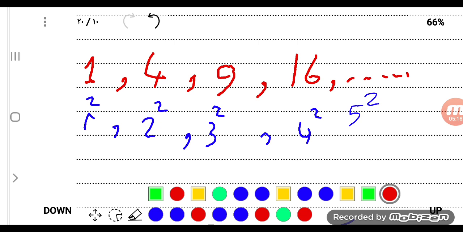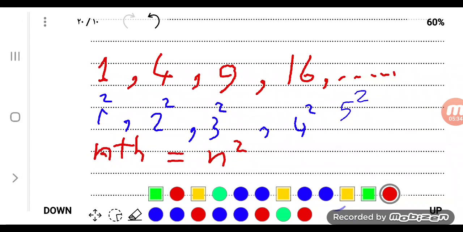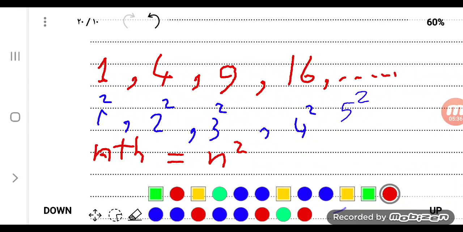Now what if we ask you about the nth term? What is the nth term? In fact, the nth term will be n squared. Which means if you plug in 1 for n, you get 1. 1 squared is 1, 2 squared is 4, 3 squared is 9, and so on. So here the nth term is n squared.